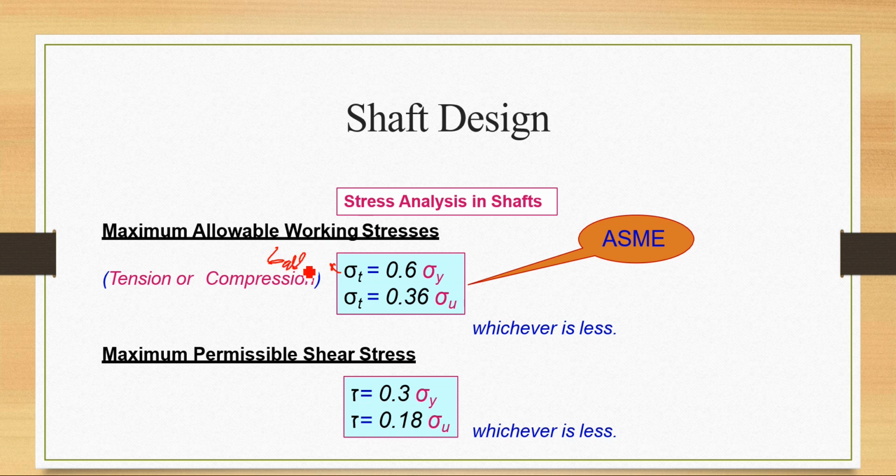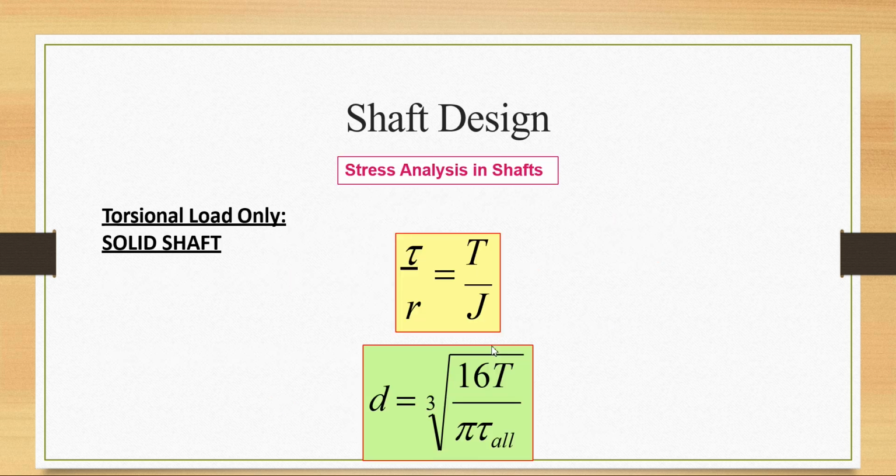So in case of the normal stress, you can either calculate 0.6 of sigma y, which is called yield strength, or 0.36 of sigma u, whichever is less. So you have to calculate both values, and whichever value is less, you have to use that value for your design. Similarly, if you want to find the allowable shear stress, then the formula will be half of this. You can see the tau will be 0.3 of sigma y or 0.18 of sigma u. Again, if you need normal stress, you have to use this combination, and if you have to find the shear stress, you have to use this combination.